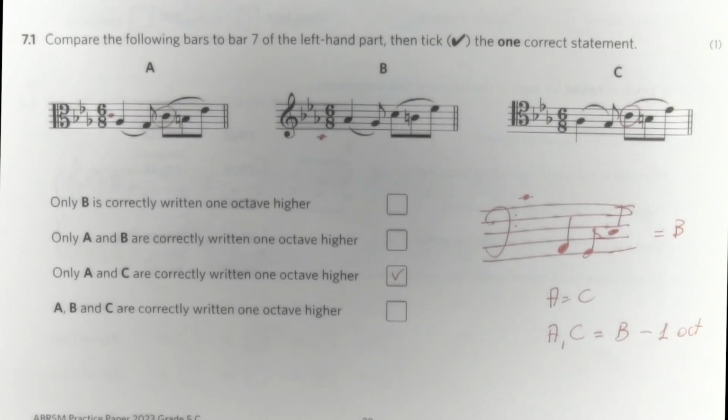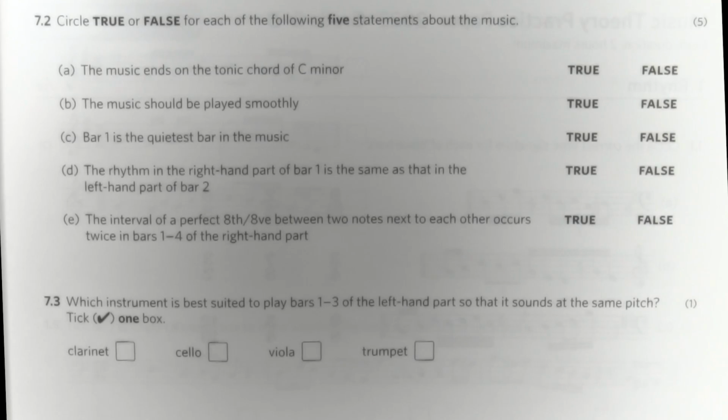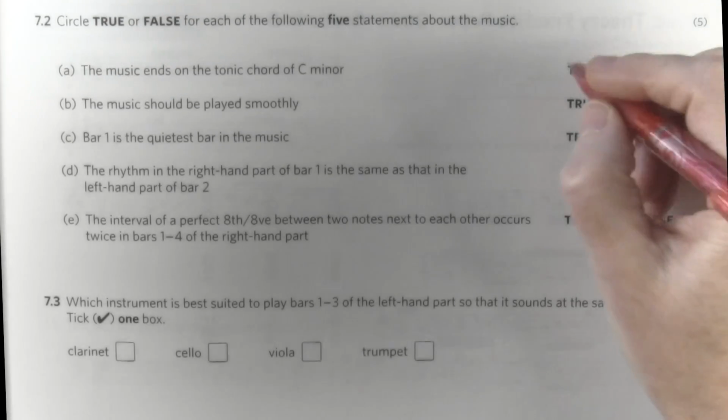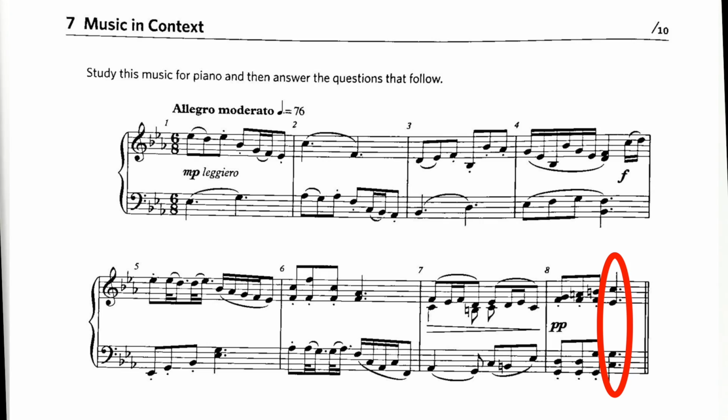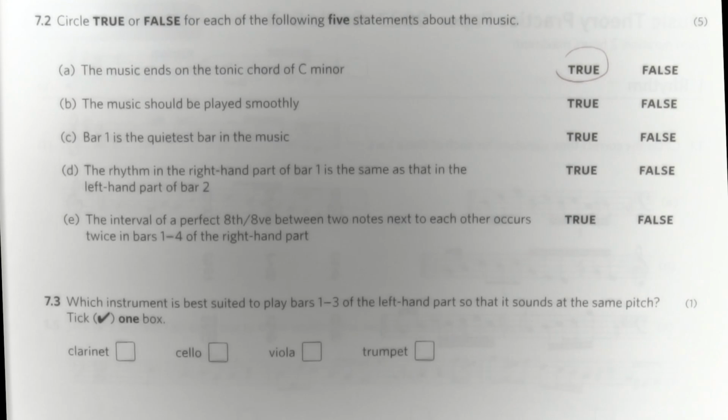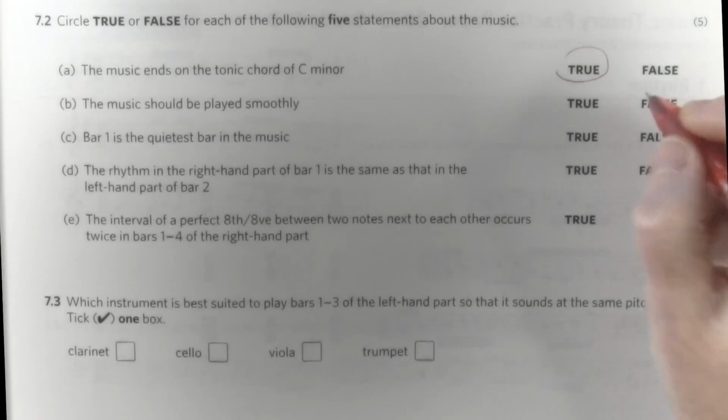That's it. Question 2. The music ends on the tonic chord of C minor. Yes, and here it is. The music should be played smoothly. Not really. There are lots of staccato notes. I don't think so. I would say false.